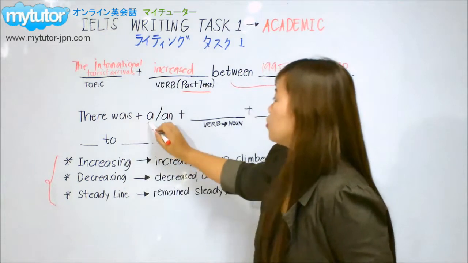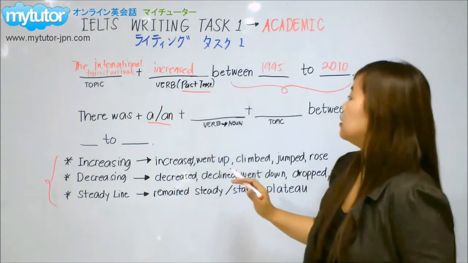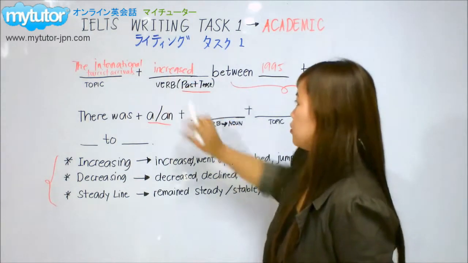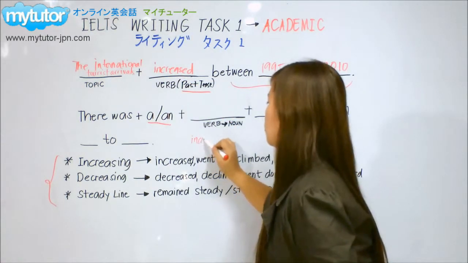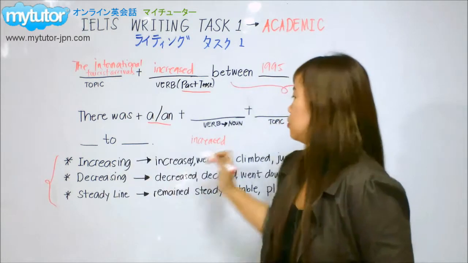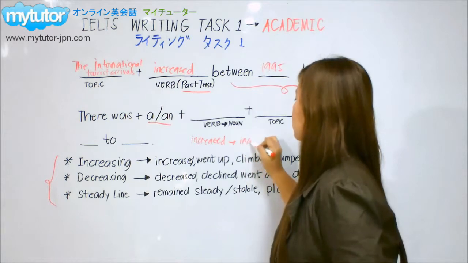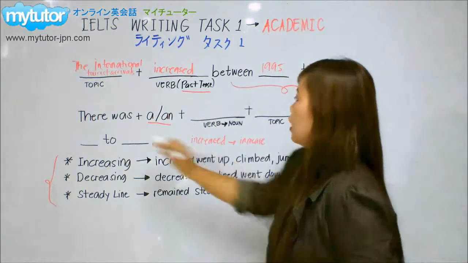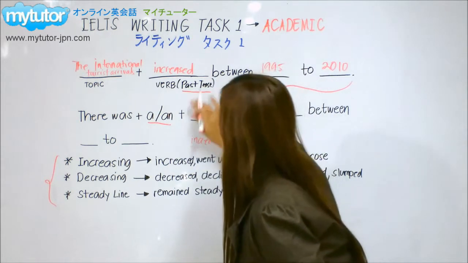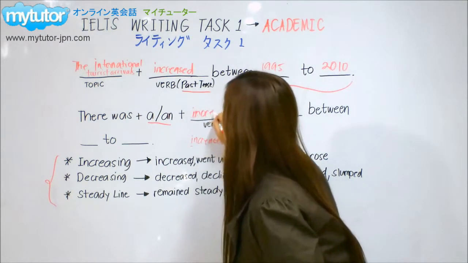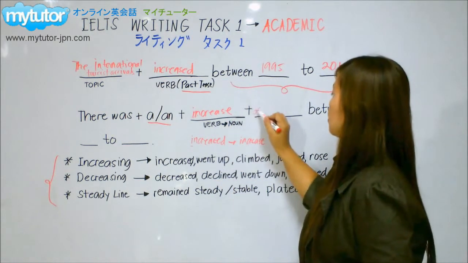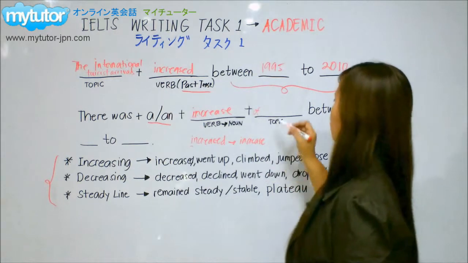There was, so of course it's important, a or an. So verb changed to noun. Our verb used here is increased. So how do you change the verb increased into a noun? Of course this will be increase. So there was an increase of what? What's your topic all about? We were talking about international tourist arrival.